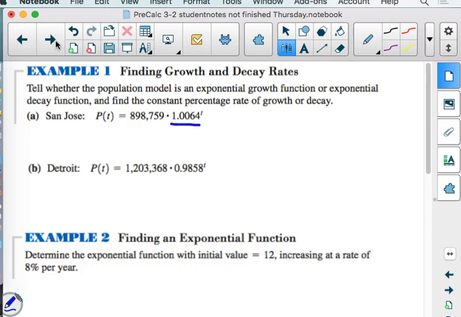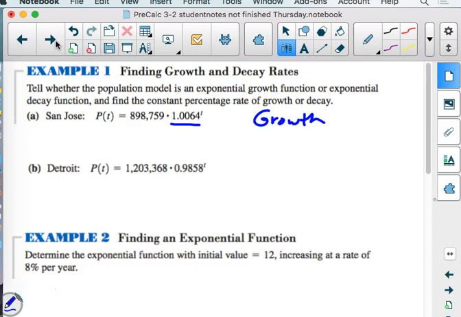Find your base. Remember, we have initial population, then the base raised to the number of time periods. And I want you to think, is that growth or decay? What is it? It's growth. It's bigger than 1, so this is going to be growth. I'm not writing the word exponential growth down there because really they're all going to be exponential. It's just which ones are growth and which ones are decay.